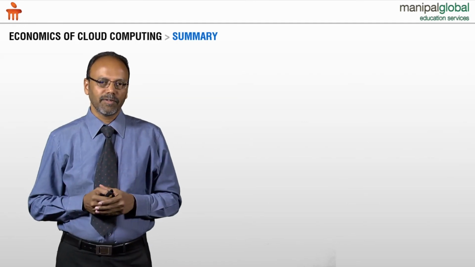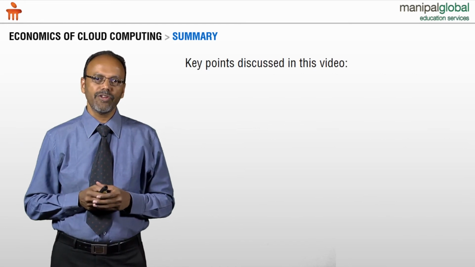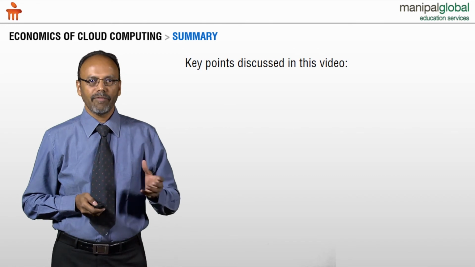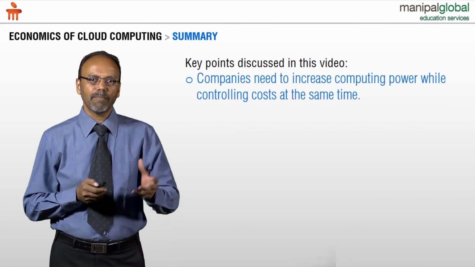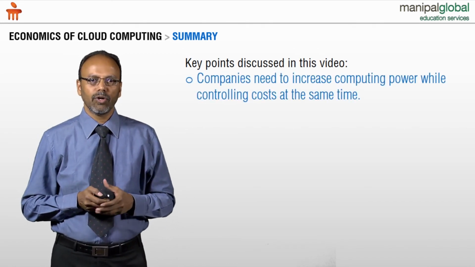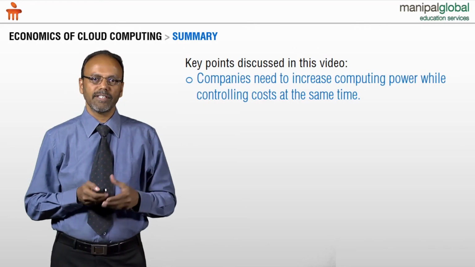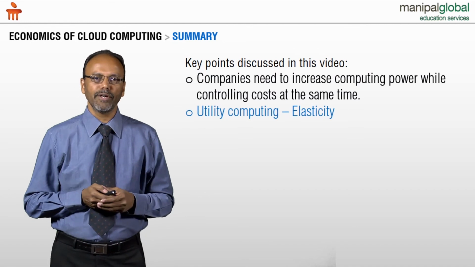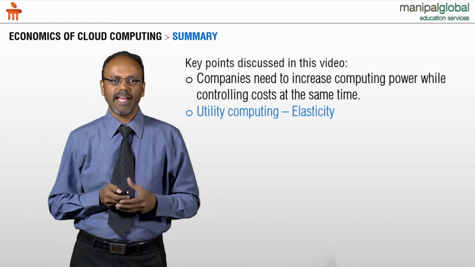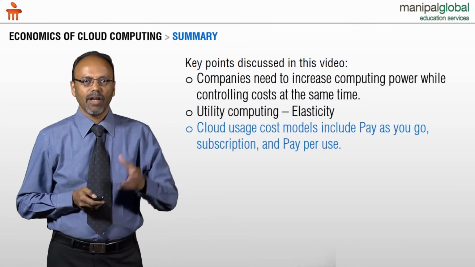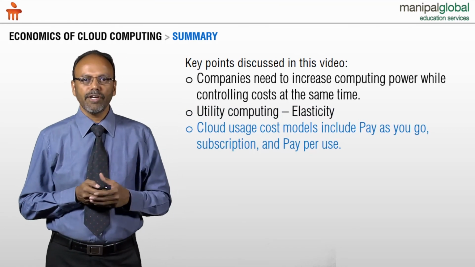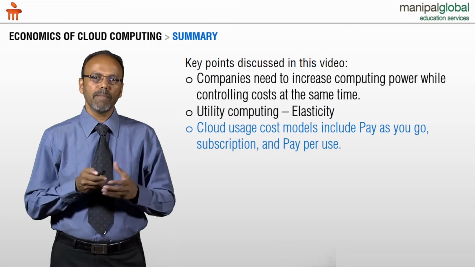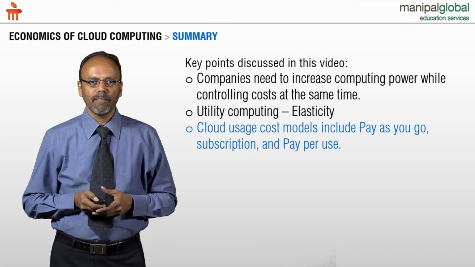Let me summarize points that we have covered in this video on economics of cloud computing. What we have seen is that all the companies need to increase computing power while they want to control the cost at the same time. We have understood about one of the important components of cloud computing called elasticity. Cloud usage cost models including pay as you go, subscription and pay per use. What do they mean and what exactly they offer?